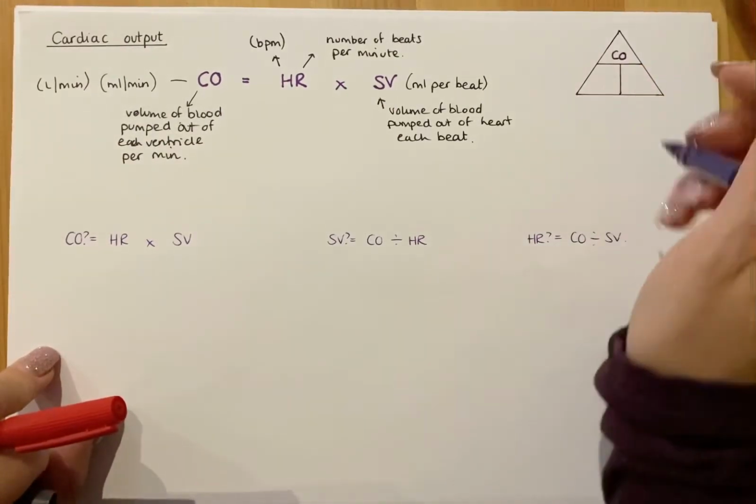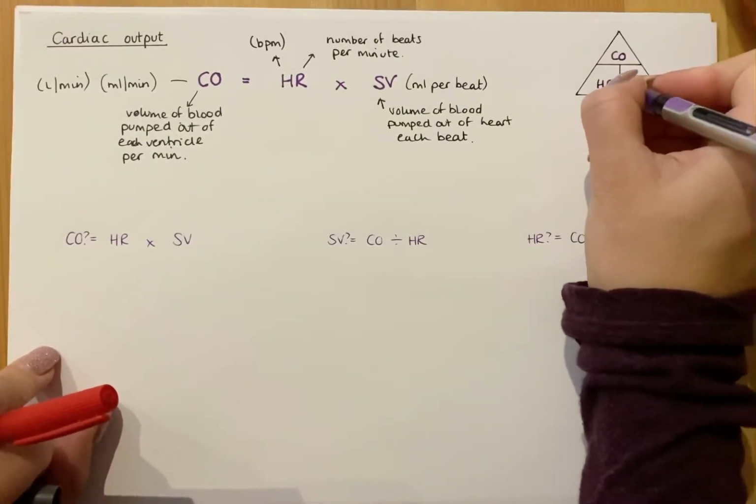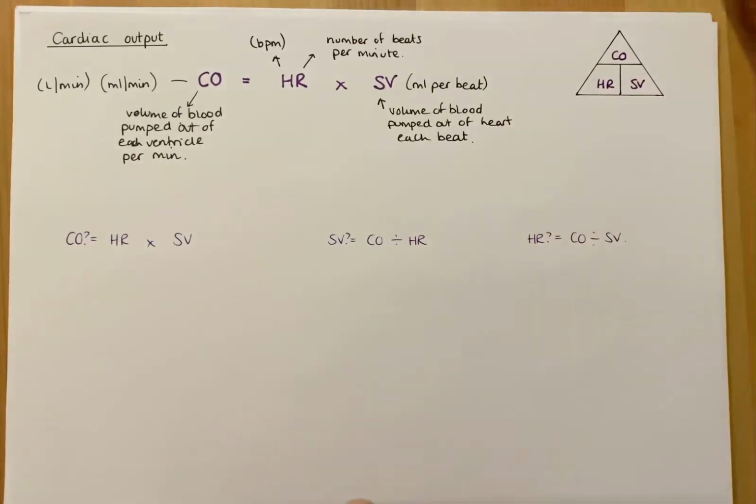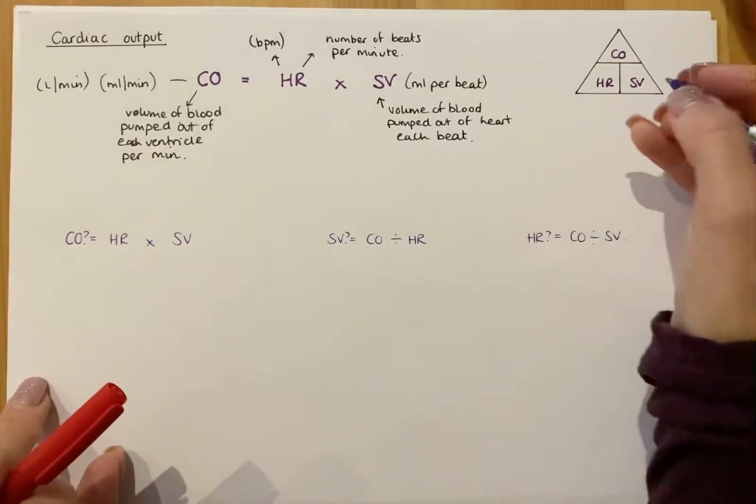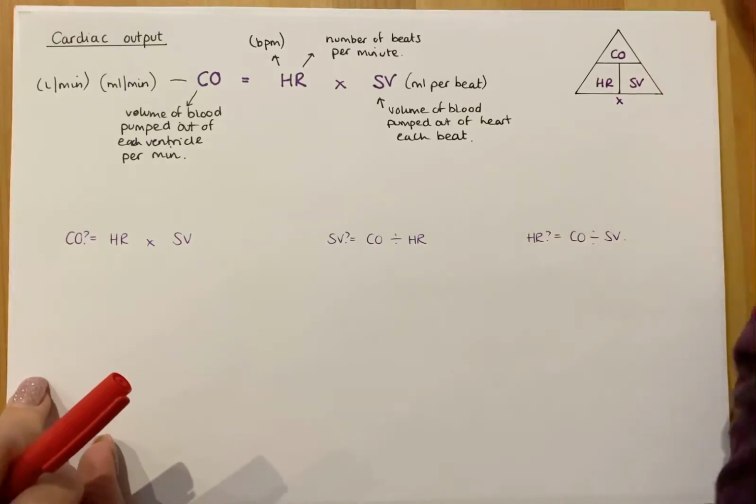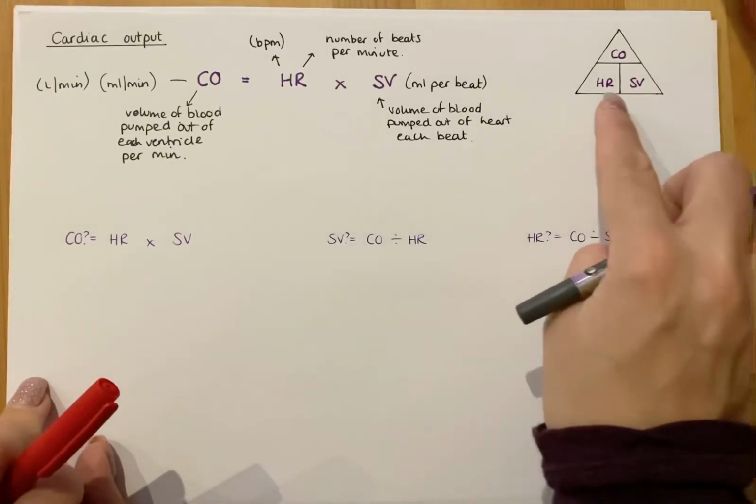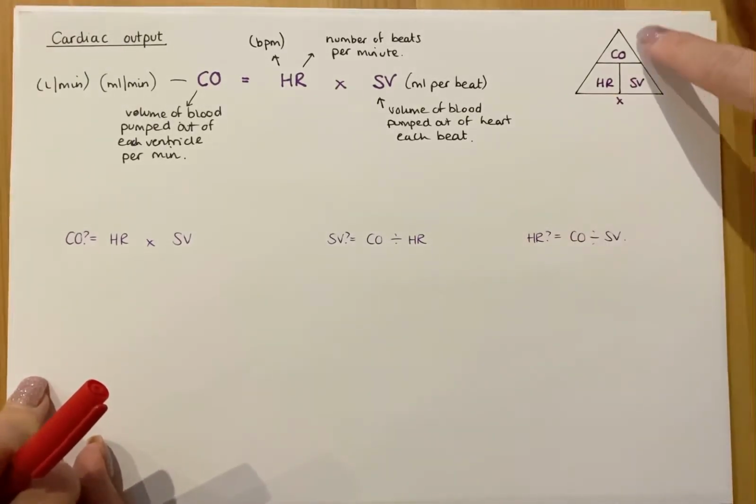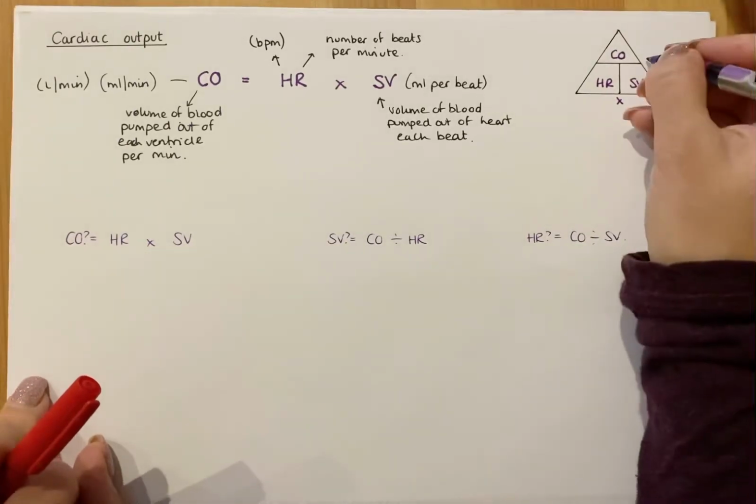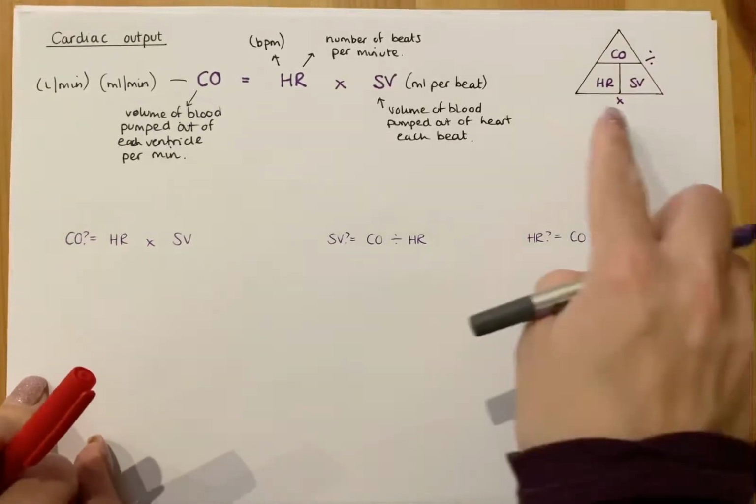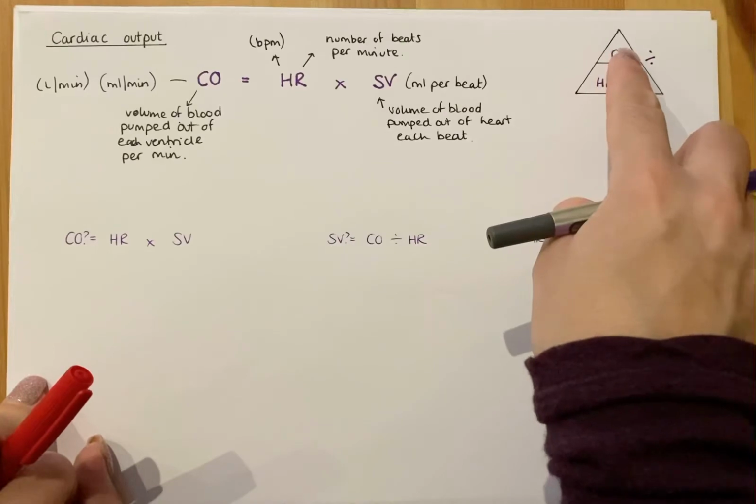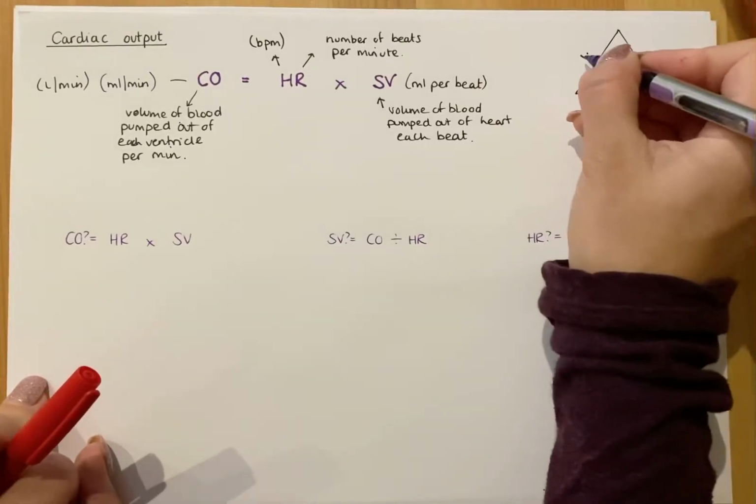So you would do cardiac output, HR and SV. What that means is the ones sitting next to each other, you would multiply them to get the top. Or for example, if you were looking for heart rate, you would divide cardiac output by stroke volume. Or if you're looking for stroke volume, you would divide cardiac output by heart rate.